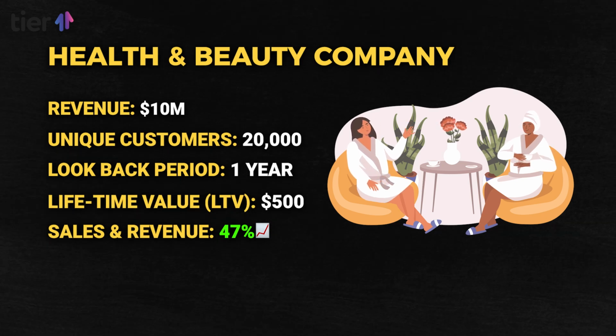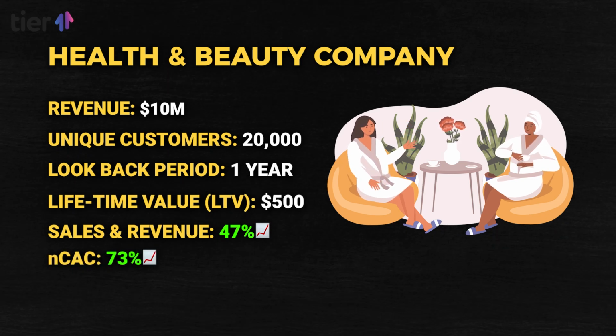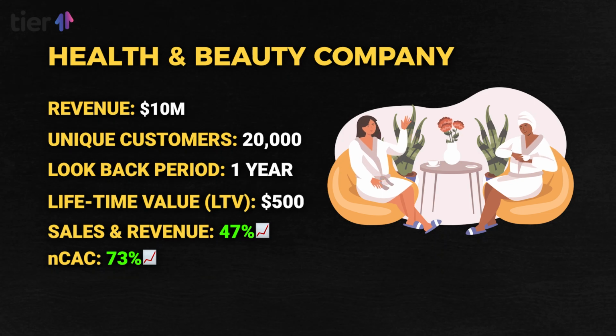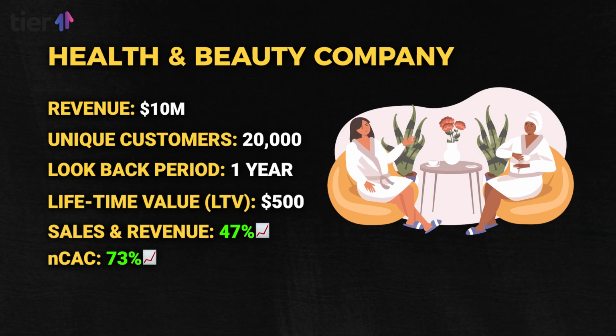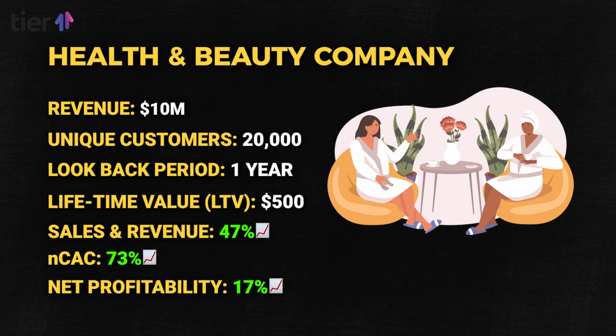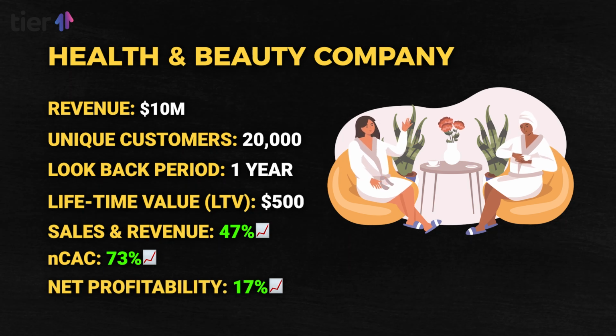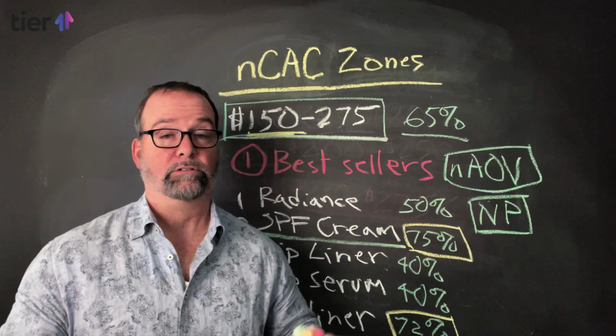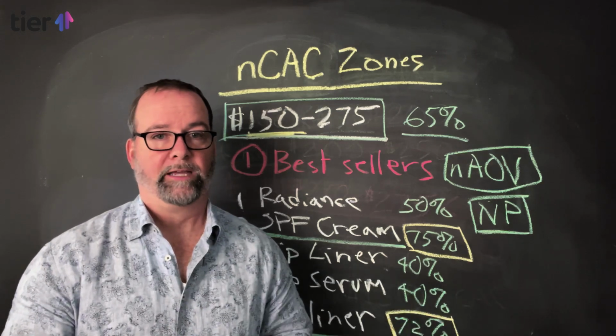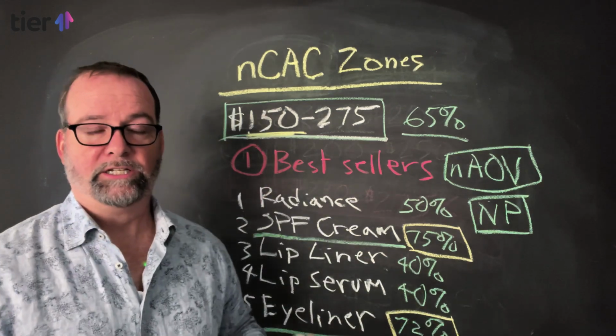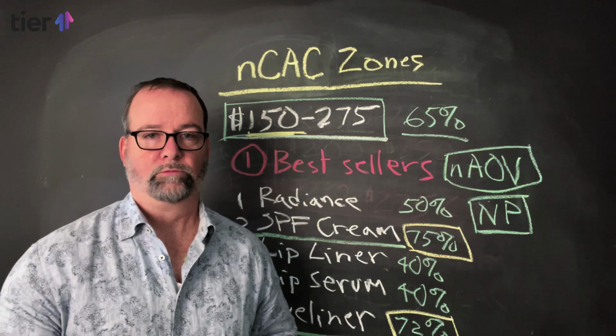And that $10 million business, their sales and revenue are up 47% this quarter alone in Q1, and their new customer acquisition is up 73%. And their profitability is actually up by 17%, which is tremendous. That's year over year for a 3-month span, because they follow this formula. They know the math, they understand what things are working well.